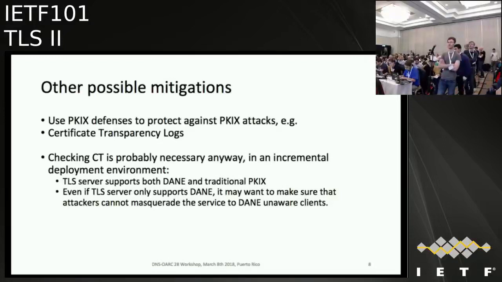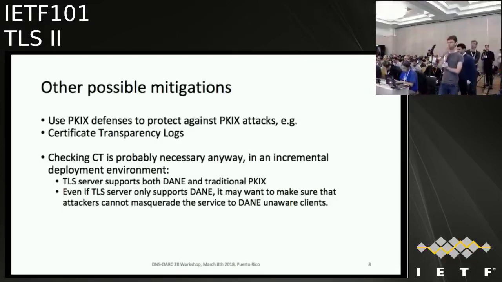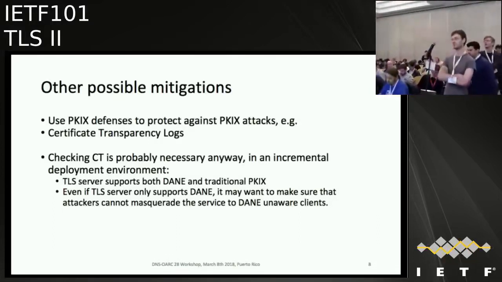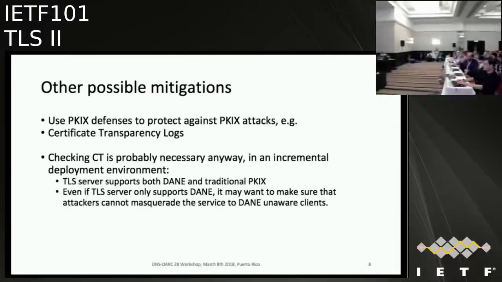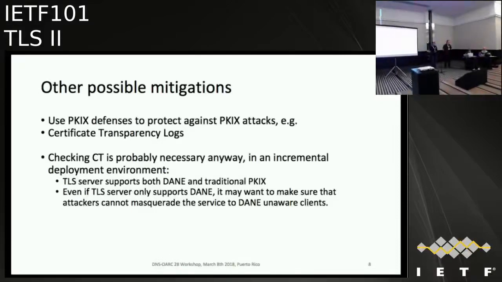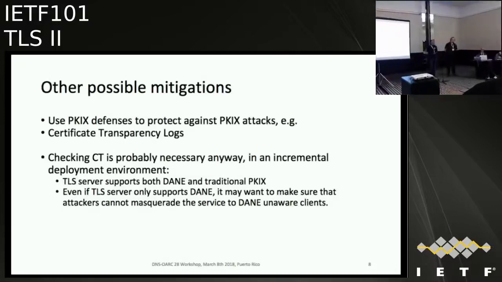I think someone on the list called my idea insane, but I don't really think it's insane, because we're talking about a situation of incrementally introducing DANE in a PKIX environment. So service deployers need to be worried about PKIX threats. So you may have a server that supports both DANE and traditional PKIX, in which case they're probably paying attention to CT logs. And even if it's a DANE-only server, the operator of that service may be concerned that other attackers are not able to impersonate their service to DANE-unaware clients. So then you're going to have to look at PKIX solutions to this problem anyway. So that's another mechanism that I offered, by which you may be able to gain some downgrade attack protection.